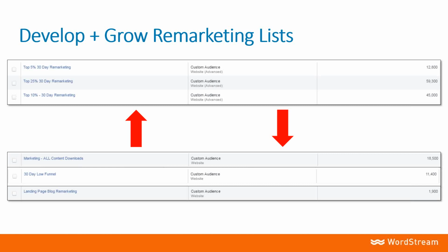These have to do with conversions. And this is really where the nurturing comes in, where you can take people who have converted on content downloads across our marketing team and our marketing efforts, or people that have visited 30-day low funnel pages or pricing pages, or committed what we deem as low funnel actions. Another huge driver of WordStream's business is our blog.